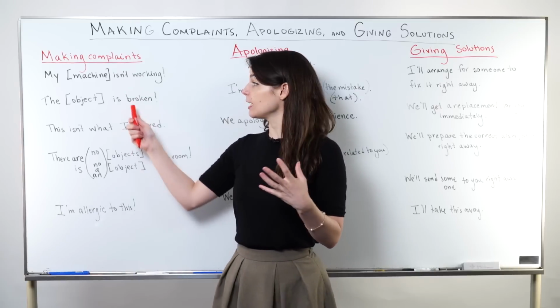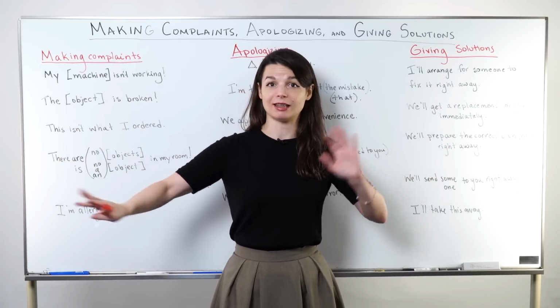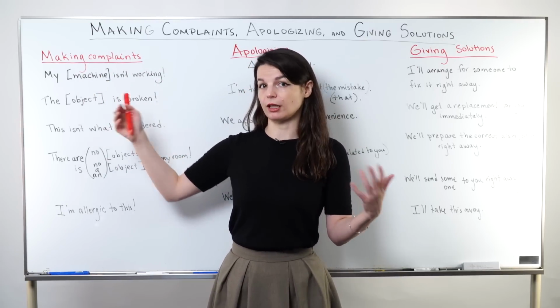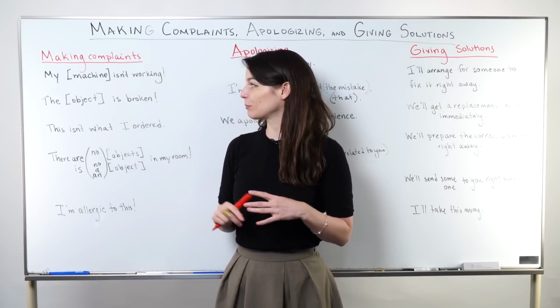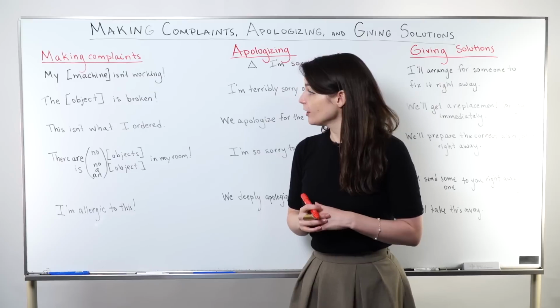So you can use "is broken" to refer to many different objects, many different things in many situations. This pattern is used for machines, for electronic devices. So these two are very, very useful for explaining when something is not functioning correctly. Okay. On to the next one.